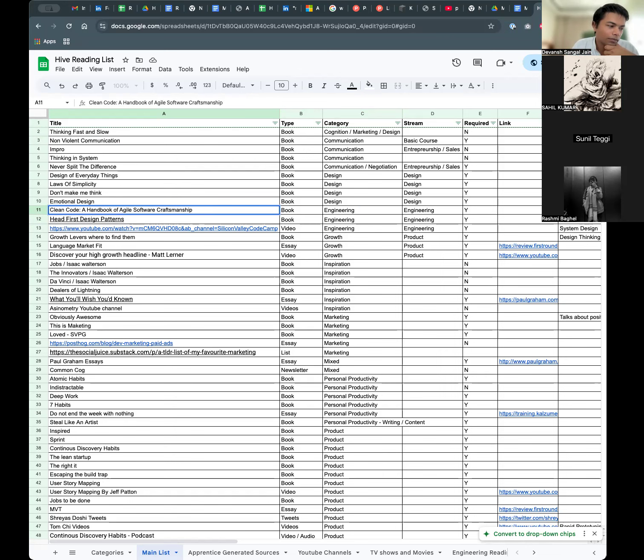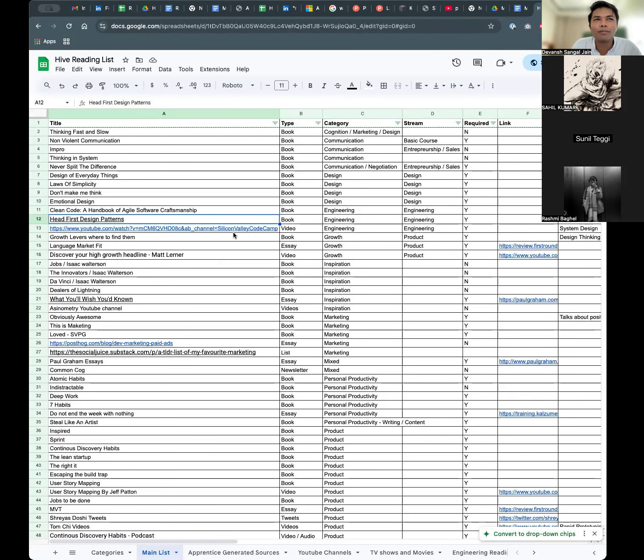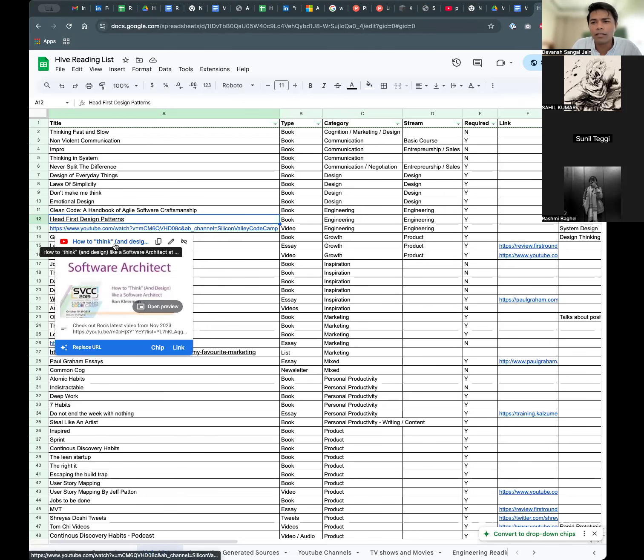What's that word? What's it called? In a system where there's more and more inefficiency and entropy, right? Head First Design Patterns, I really like this book. I could do a little talk about each of these books. But basically here, do you guys know what design patterns are?